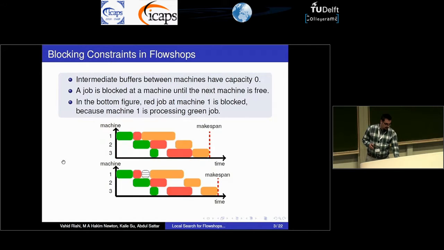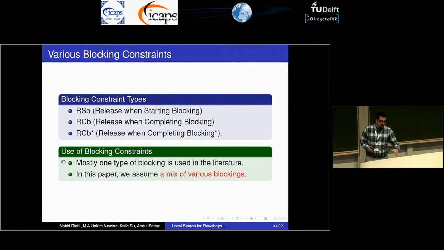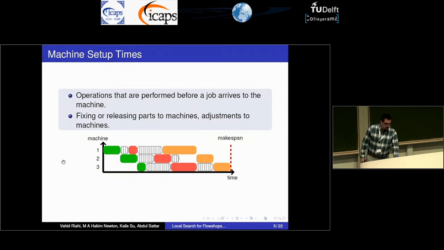For example, here they consider that between machine 1 and machine 2 there is RCB, between machine 2 and machine 3 RCB, and between all of them there is only one type. But in this paper, we consider a mix of the various types of blocking, for example between machine 1 and machine 2 RCB, between machine 2 and machine 3 RSB, and I will explain why we consider a mix of these.